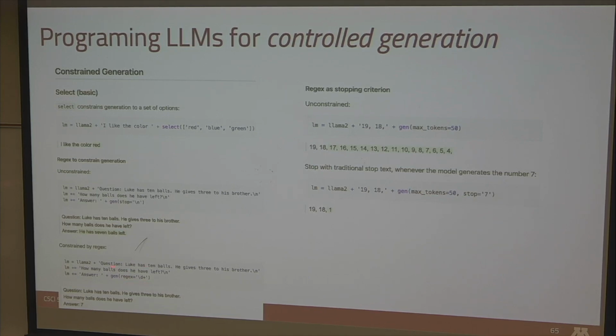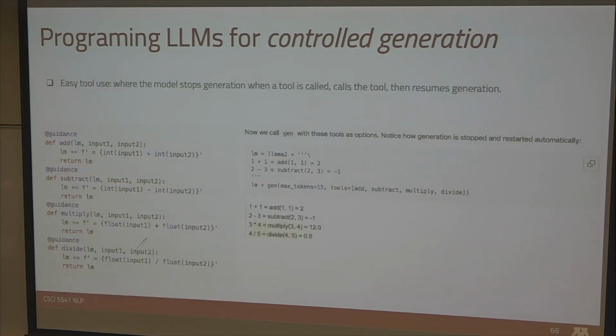So given this question, like Luke has 10 balls, blah, blah, blah, how many does he have left? If you want the answers to be Arabic numerals, then you can just use regular expressions like this. So this means that one or more digits are accepted. So now it generates 7 instead of seven in English words. So take a look at this Guidance library. It's very, very useful. Yeah, and you can integrate tools as well, pretty easily.